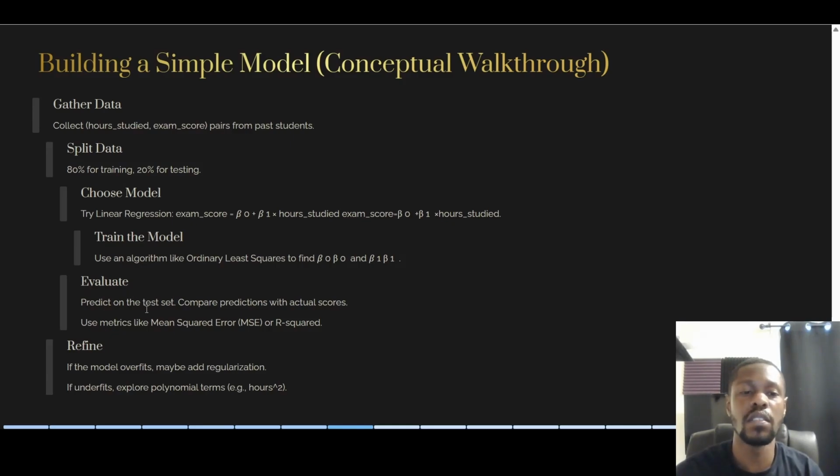We'll predict on the test set, compare predictions with the actual scores, and we'll use a metric known as, for example, MSE or R squared. Again, don't worry, we're going to walk through what all these things mean in just a moment's time. And the last step is to refine the model and to look for where the model has failed, what can be improved essentially.